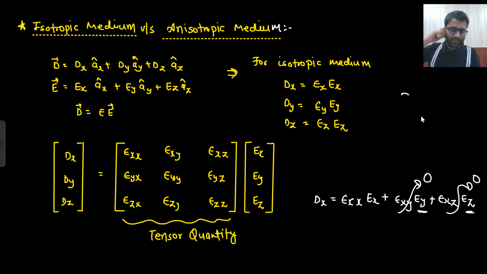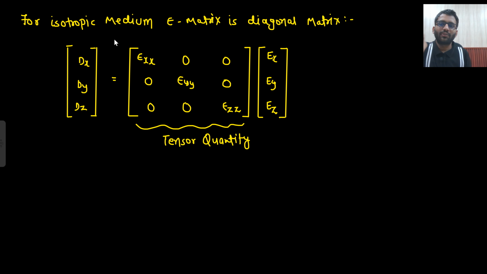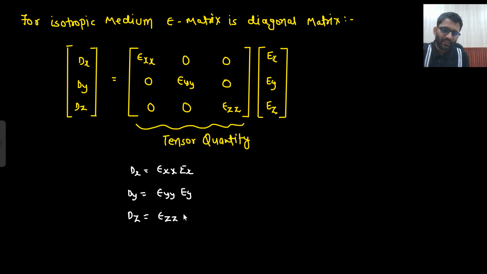Okay, forget about it. So this is the tensor quantity. For an isotropic medium, the epsilon matrix should look something like this. Say yes or no, these values can be different, right? But if you want the same direction, then certainly dx is equal to epsilon xx ex, dy is equal to epsilon yy ey, and dz is equal to epsilon zz ez.